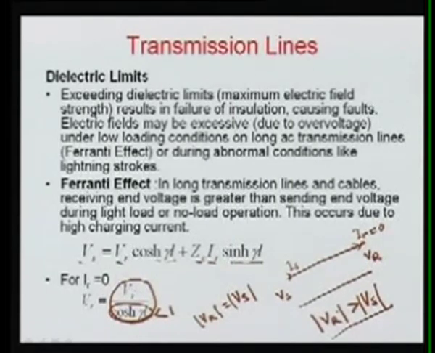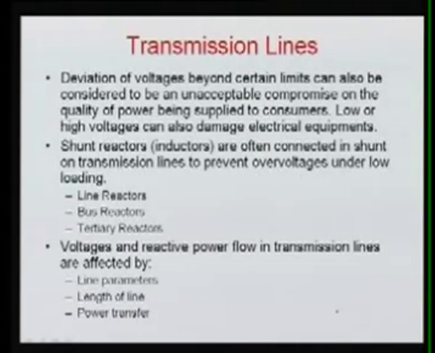Because if the voltage is very high, there will be flashover over the insulators, the line will not sustain, and the protective system will trip this line. So deviation of the voltage beyond a certain limit can also be considered an unacceptable compromise on the quality of the power being supplied to the customer. As I said, voltage deviation is not allowed beyond plus minus 10% in most cases. In some cases it is not allowed more than plus minus 5%.